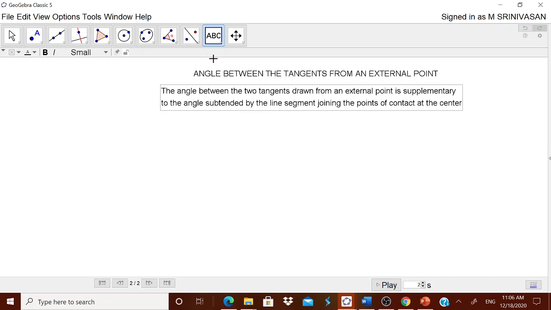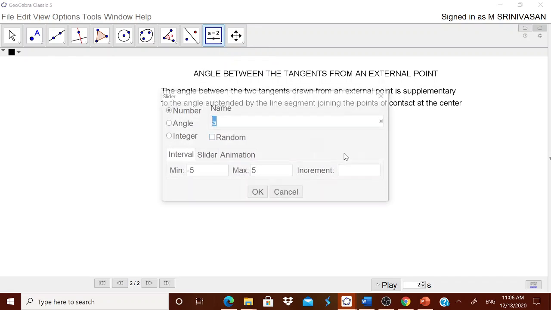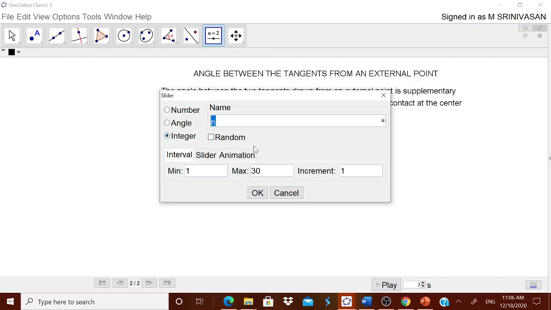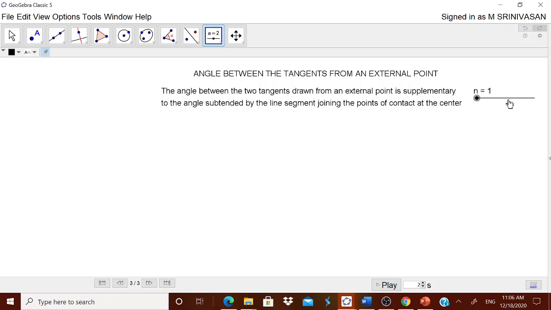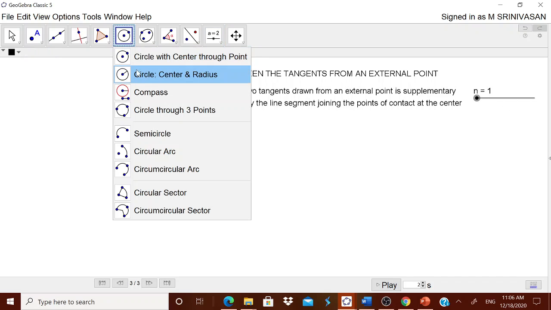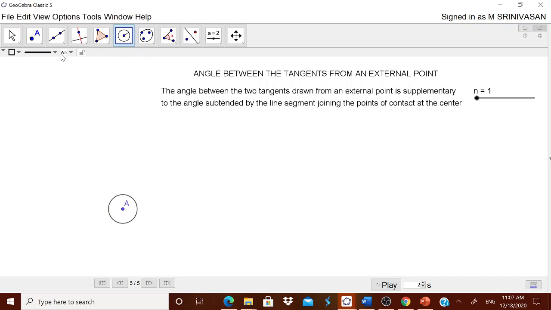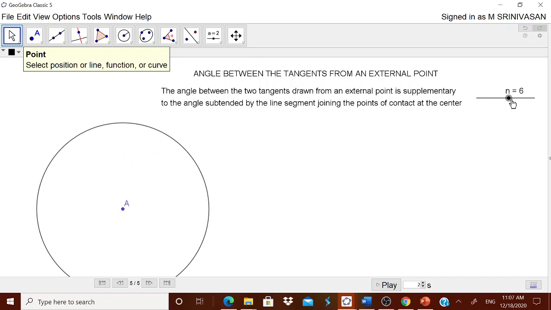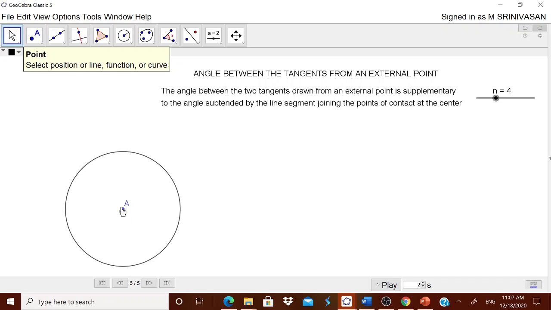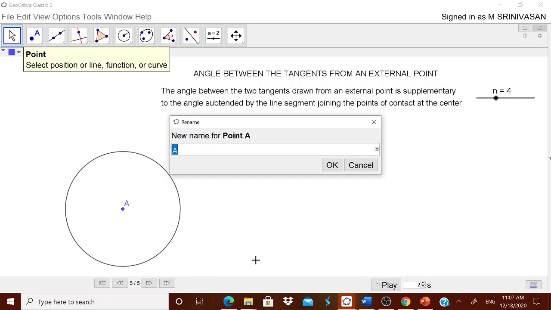We have to draw one circle. For that, it is left to you. If you want to have different circles, you can fix a slider with integer from 1 to 10 with increment 1, so that you can increase it and then show different circles to the children. And you can show it for a general circle also. I am putting it, and you have to type n over here so that when I move this, the circle will change. Okay, now normally the center will be taken as O. Therefore, let us rename it as capital O.